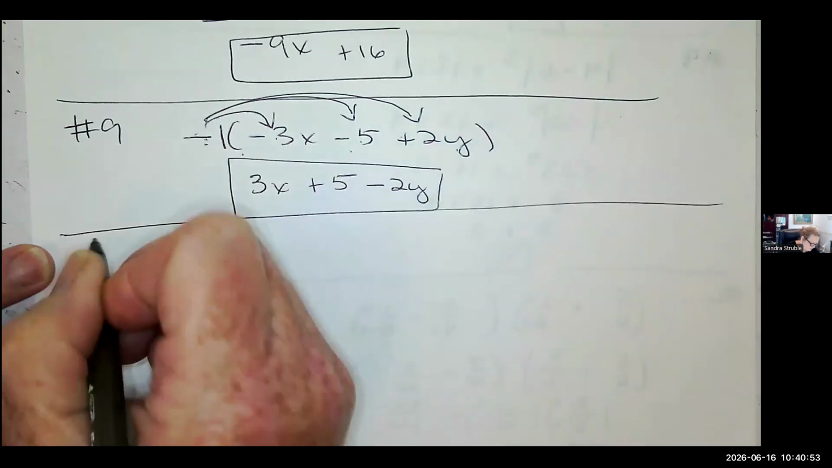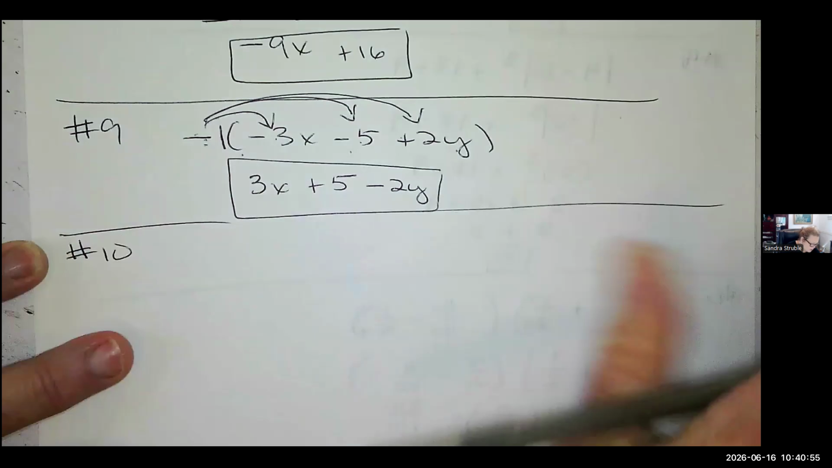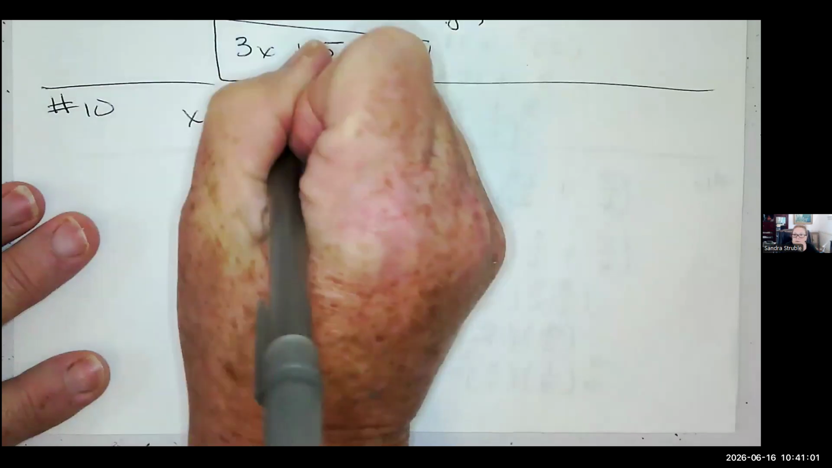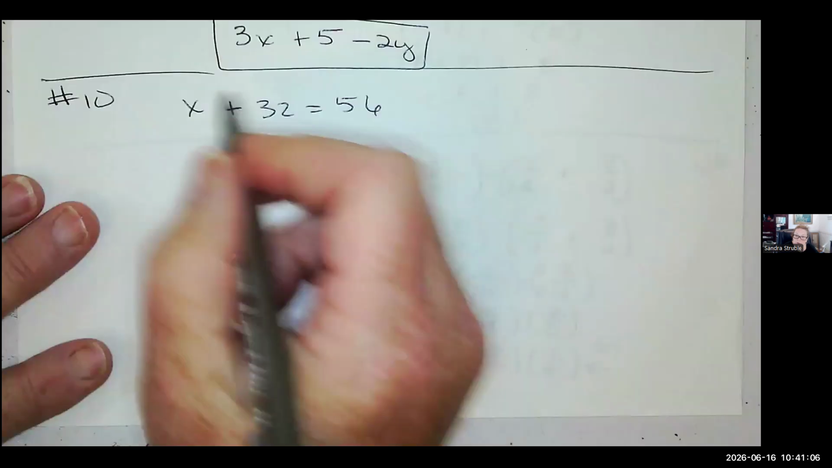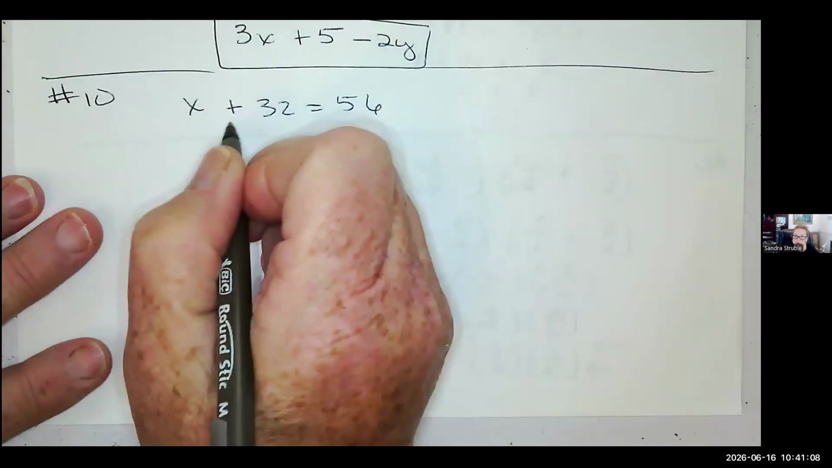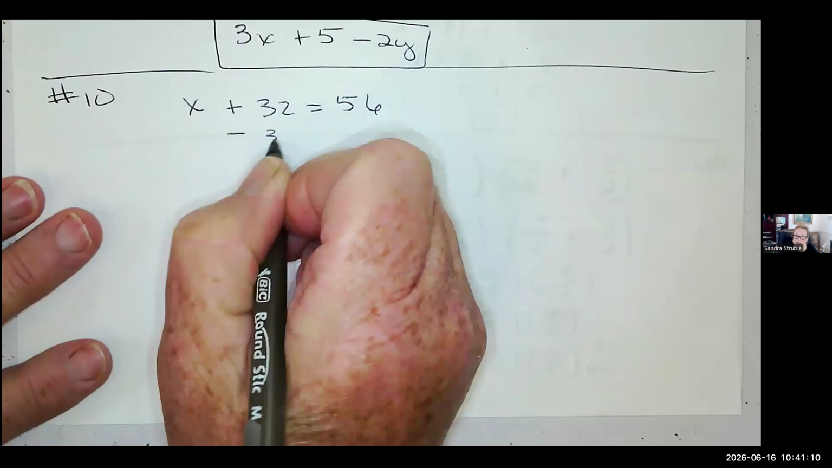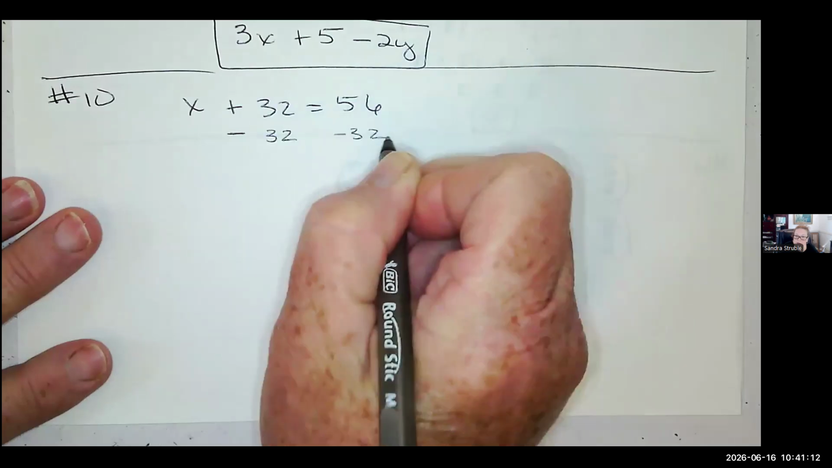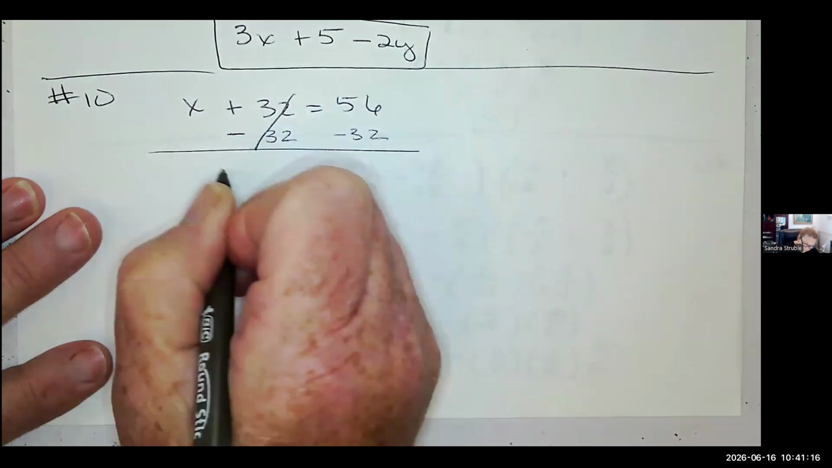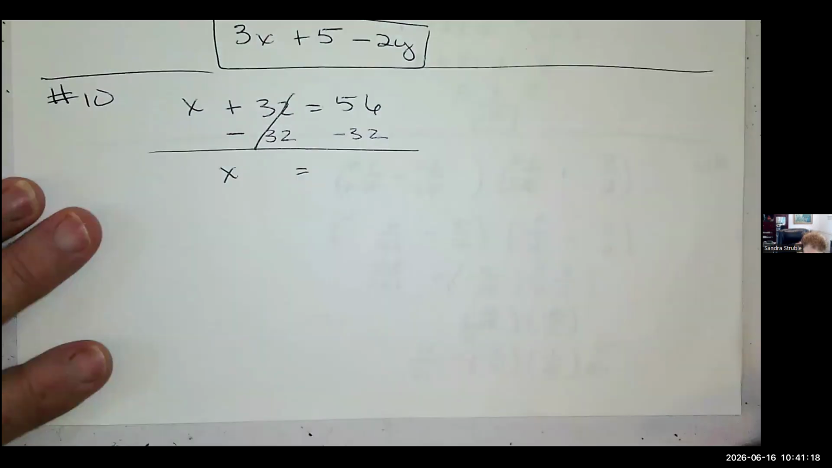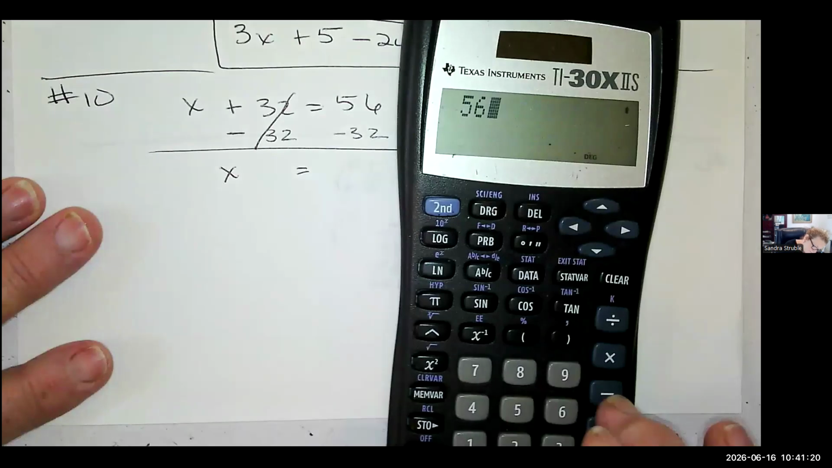Number 10. Solve each equation. Who's attached to x and how? 32 is attached to x by addition. The opposite of addition, subtraction. So we want to subtract 32 from both sides of the equal sign. This is gone, and you're left with x equals 24.